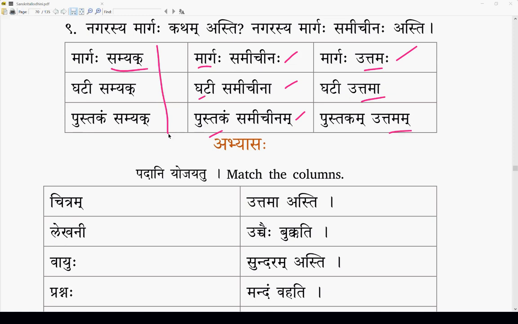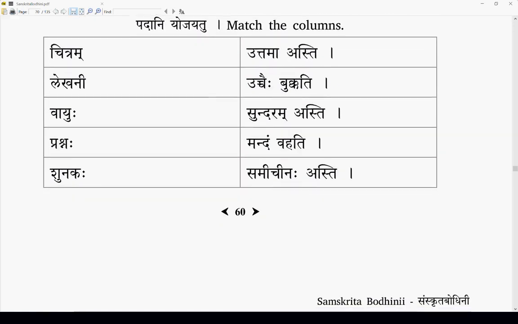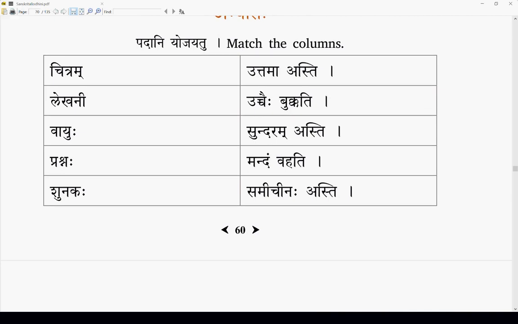Margaha samyak asti, pustakam samyak asti. But it can be used as a kriya visheshanam also. For example, balaka samyak gacchati, balaka samyak vadati. In that case, samyak is applicable to vadati, the kriya padam, so samyak is used as a kriya visheshanam. But anyway, it is avyayam, so there is no question of linga, vachana, vibhakti. I hope everybody got it.